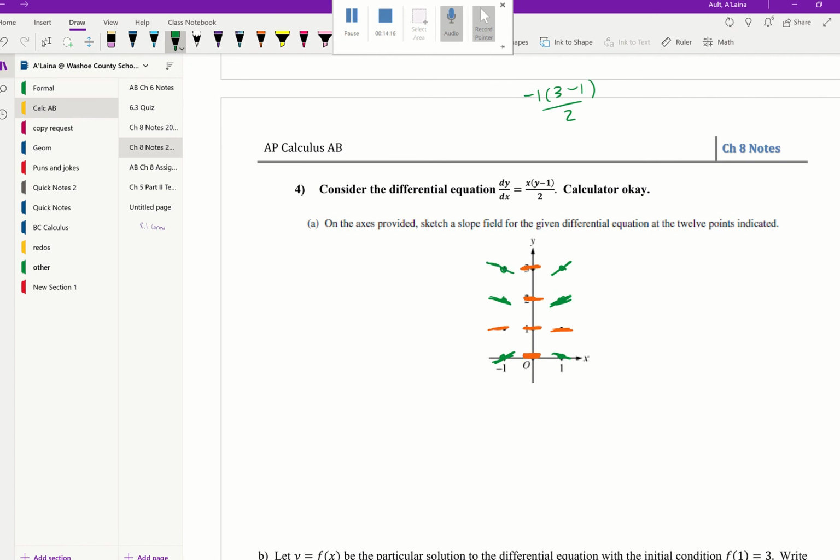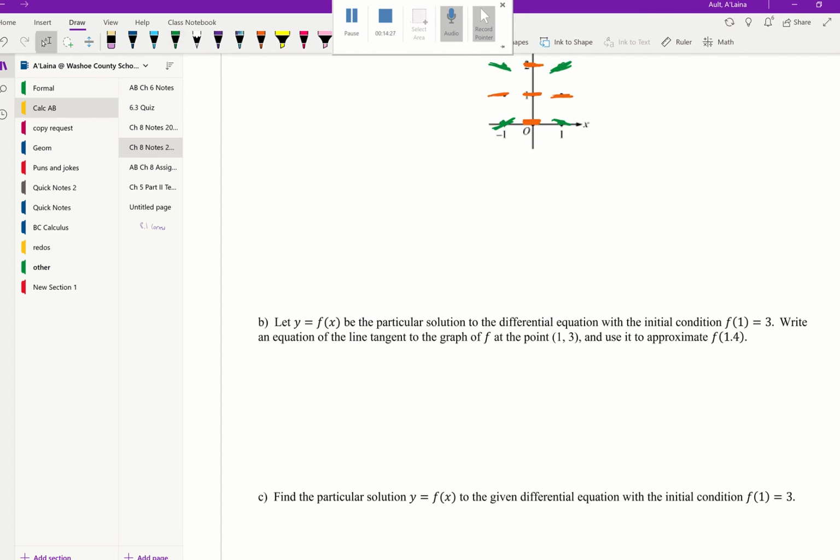Do you have to show work on a slope field? No, you do not have to show work on a slope field. That's one of the very few times that you don't have to. You certainly could. You could see I had some work over here, but you don't have to.